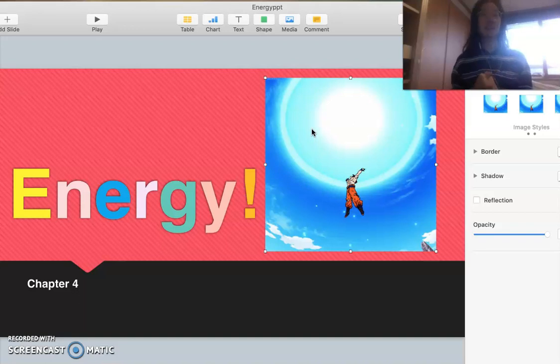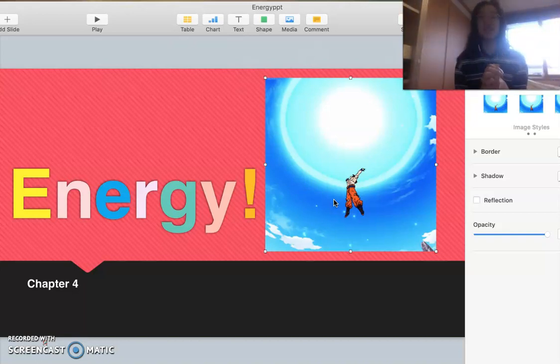Today in science class, we are going to move on from matter to energy. So we're going to be starting a new chapter called energy, obviously. If you can see from this title page, I think this is from Dragon Ball Z, right? This giant ball of energy.